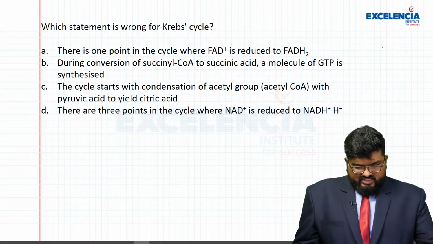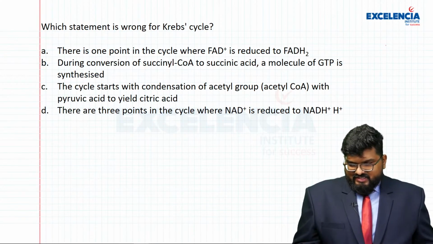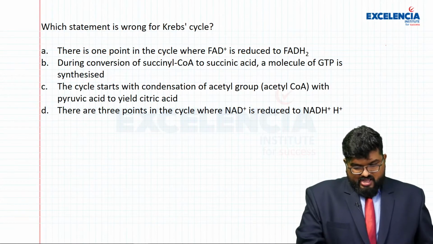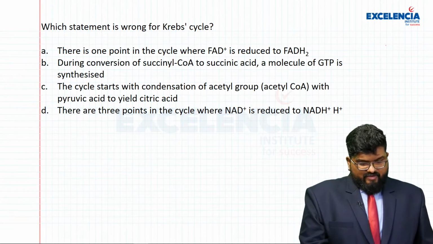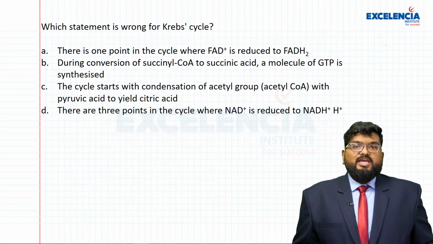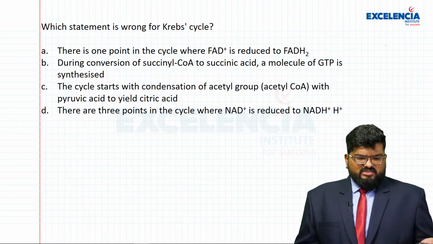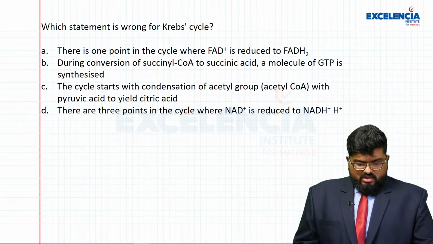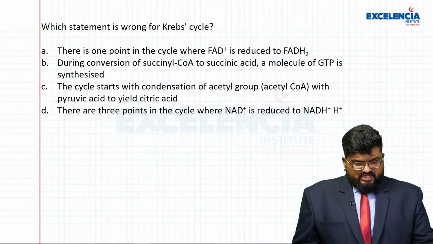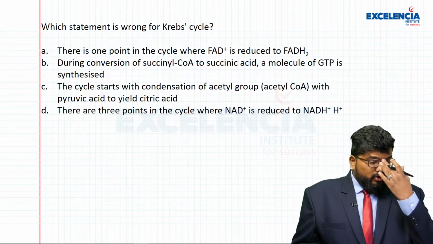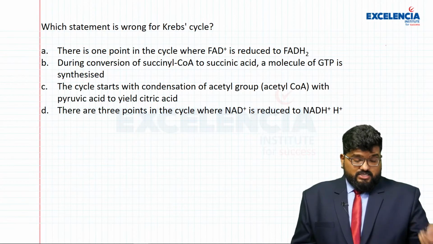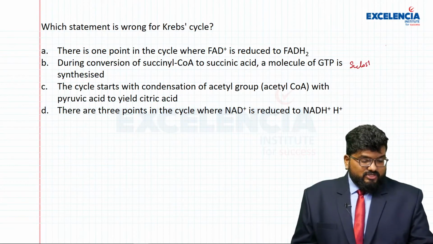Next, which statement is wrong for Krebs cycle? There is one point in the cycle where FAD+ is reduced to FADH2. Is it true? It's true, isn't it? During the conversion of succinyl-CoA to succinic acid, a molecule of GTP is synthesized. Yeah, this is substrate level phosphorylation.